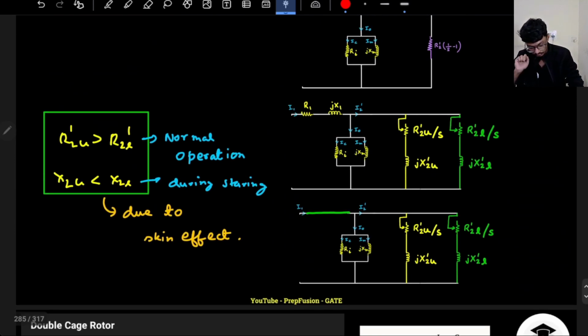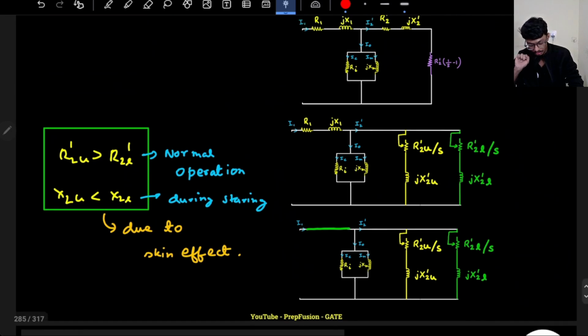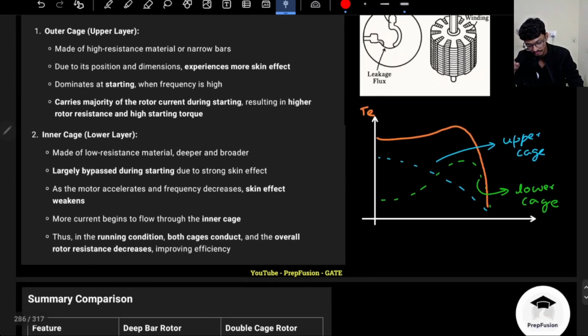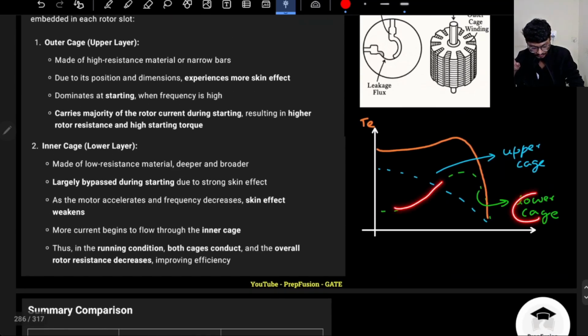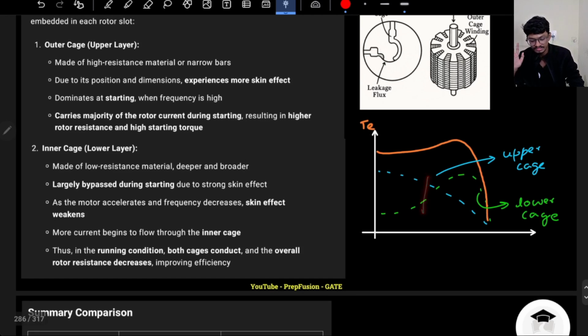Why? Because if the slip has reduced, the current will flow lower. A lesser amount of current will flow through this, and a higher current will flow through this. So that's why the lower cage provides more torque at full load, because more current is flowing through the lower cage at full load, and at starting it is providing less torque because less current is flowing. So if I superimpose these graphs, I will get my torque speed graph.